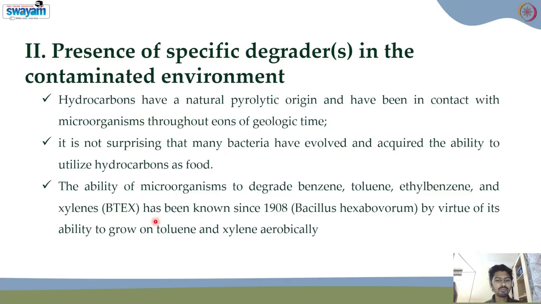So this is why you have to find the specific degrader for a particular environment. If it is a hydrocarbon or oil spill, you have to use a particular microorganism to degrade the particular pollutant. So this is the second principle, which is that a specific microbial degrader needs to be used for complete pollutant cleanup.